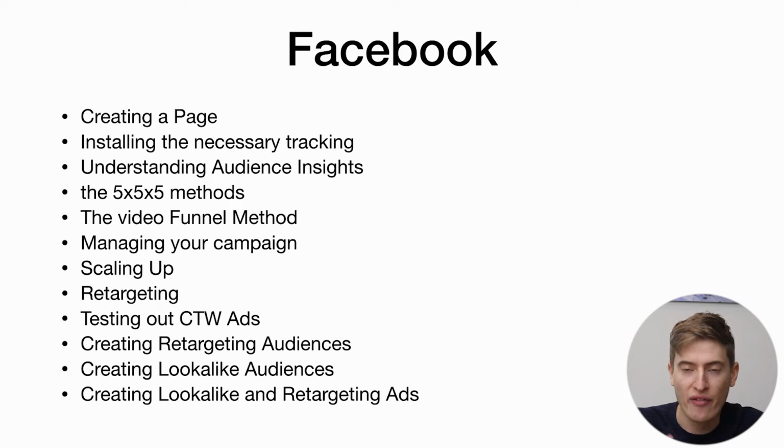The 5x5x5 method is a brilliant method. That is when you have 5 ads targeting 5 different interests for $5 each. Okay, now you can have not necessarily 5 different interests. You can have 1 interest, 5 different countries, or 5 interests, 1 country, or 5 different ages, 1 interest. So I'll explain that a bit more.